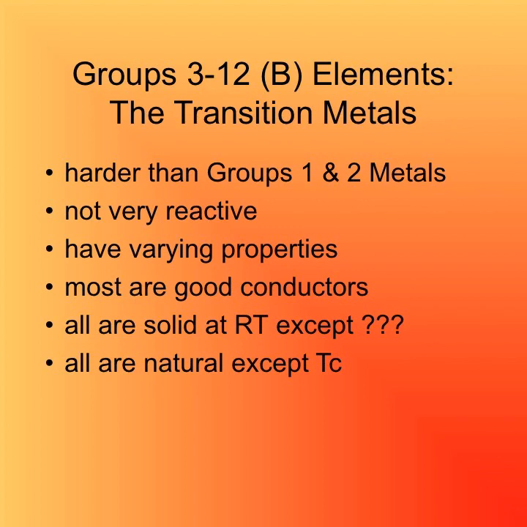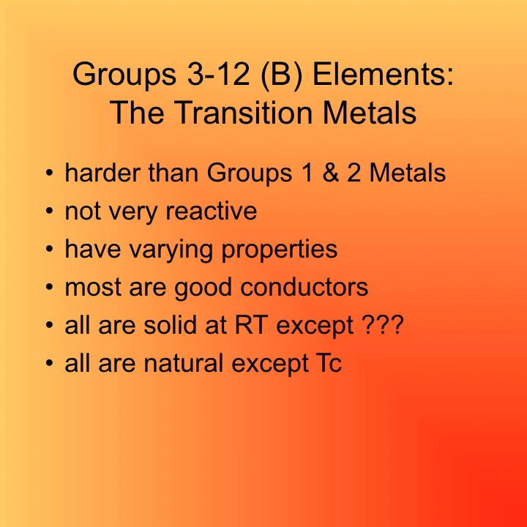The next group is really a collection of groups. It's groups 3 through 12, which are known in an older style of nomenclature as the B elements. These are the transition metals. They are harder than groups 1 and 2 metals. They don't tend to be as reactive as groups 1 and 2 metals. Some obviously can react, but they are not classified as being highly reactive by any means.